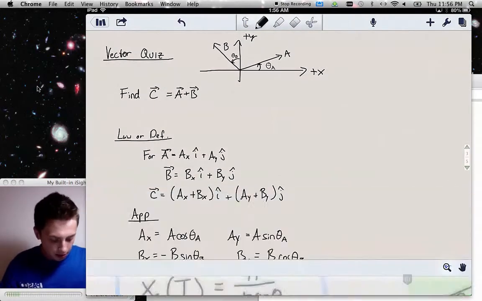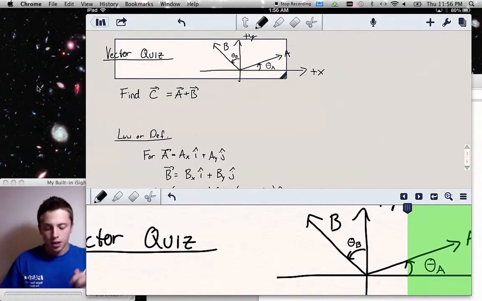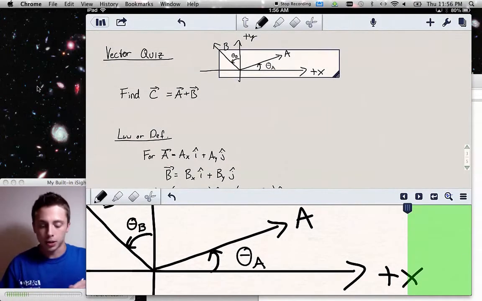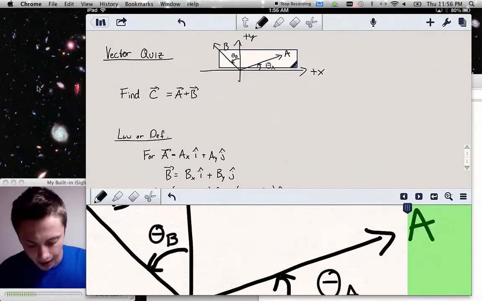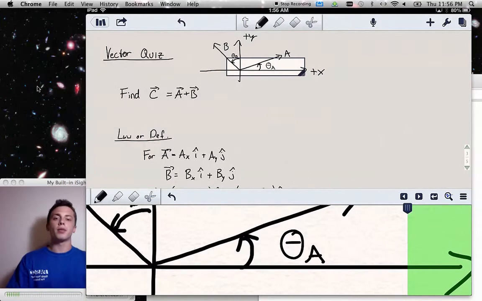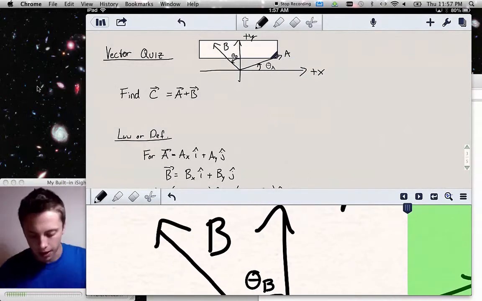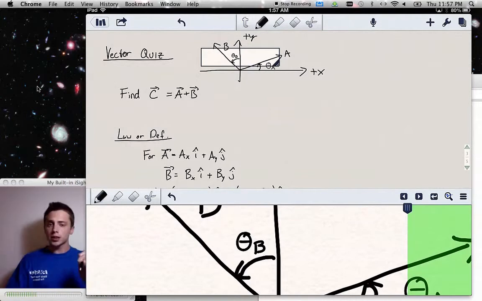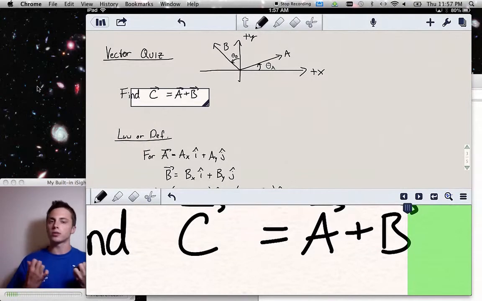The next example is the vector quiz we did in class. Okay? So as a quiz, we were given a vector with magnitude A defined at the angle theta A from the positive x-axis, and the vector B defined from the angle theta B from the positive y-axis. Find the sum of the two vectors and call it vector C.